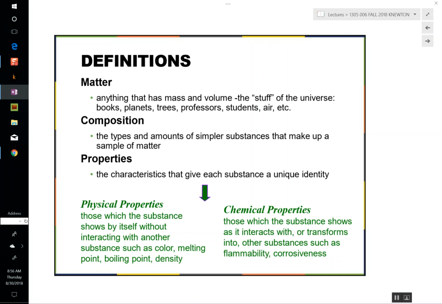Chemical properties are those which the substance shows as it interacts with or transforms into other substances, such as its flammability. Things that burn are reacting with oxygen. Corrosiveness. And then you could talk about other things, but you're always going to be talking about how this reacts with that. You're talking about specifics in terms of chemical properties.